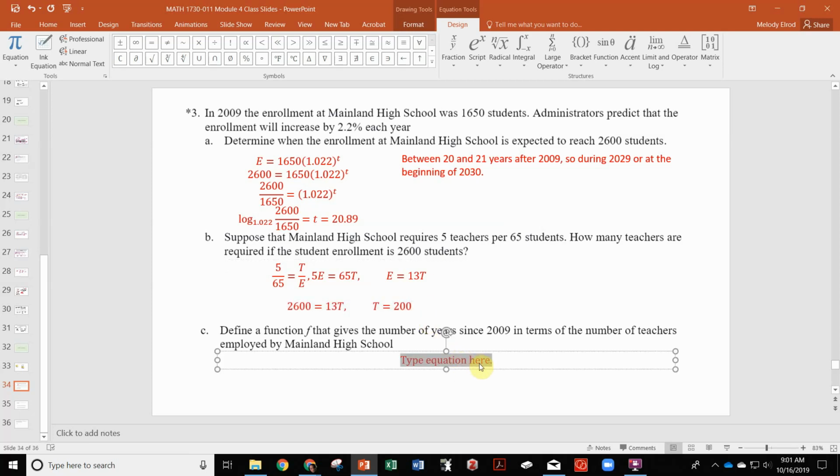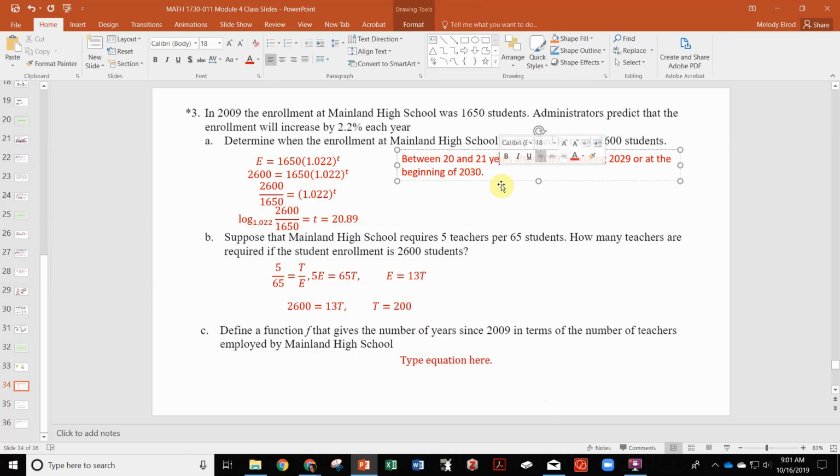Now this last question is kind of the sticky wicket, and it may be where you guys got stuck during class on Thursday and Friday of last week. It says define a function f that gives the number of years since 2009 in terms of the number of teachers employed by Mainline High School.